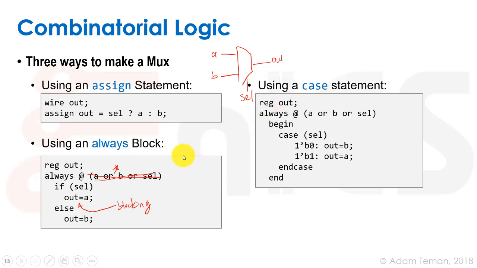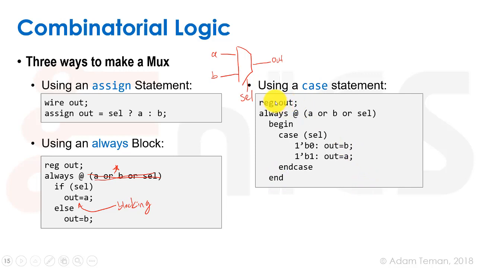So again, since it's an always block, we'll use a reg to describe our out signal. And this time we'll again have our always @ sensitivity list. We have a case. We didn't actually need the begin and end because it's only one instruction inside, but we say case sel. What's the status of sel? If it's 0, then out equals B. If it's 1, out equals A. And again, we use blocking assignment. So these are just 3 examples of how we can write the same code.